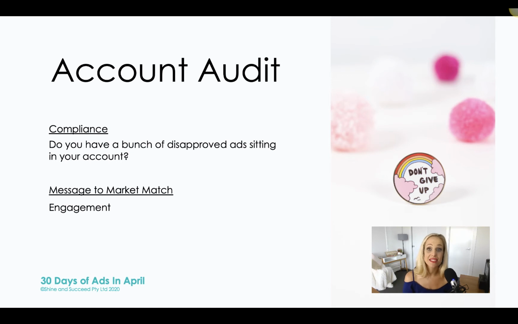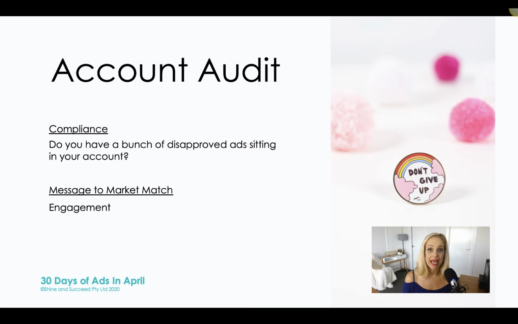So compliance is the first thing we look for, and we clean out anything that isn't compliant with the ads policy. The second thing we look for in the audit is message to market match. Now, you may ask, well, how do you see that inside an ad account? But we can very quickly tell if the client has a good message to market match based on the engagement that is on that account.